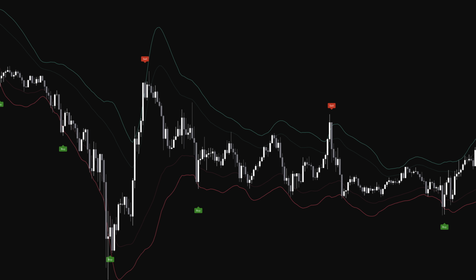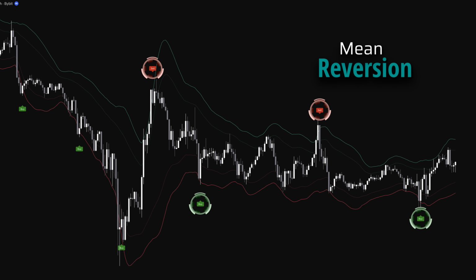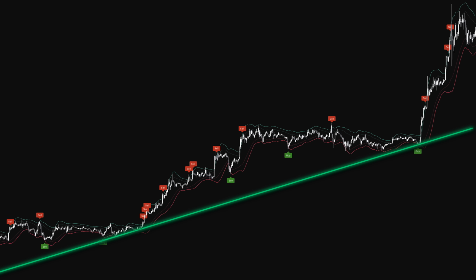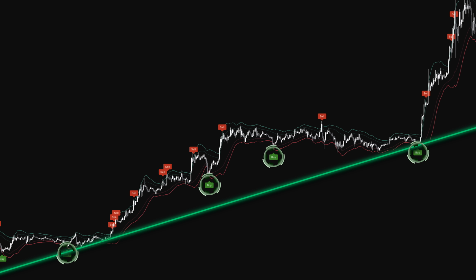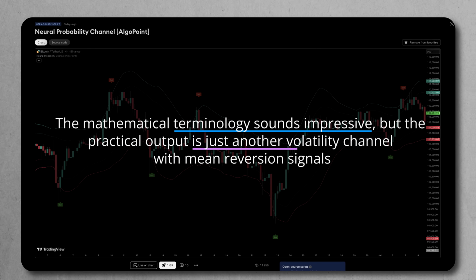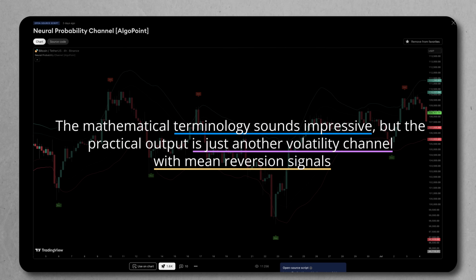Trading applications center on mean reversion strategies where extreme band touches signal potential reversals. The inner bands can serve as partial profit targets, while outer bands mark entry zones. Traders might combine this with trend confirmation, entering mean reversion trades only when the baseline slope aligns with higher time frame direction. The mathematical terminology sounds impressive, but the practical output is just another volatility channel with mean reversion signals.